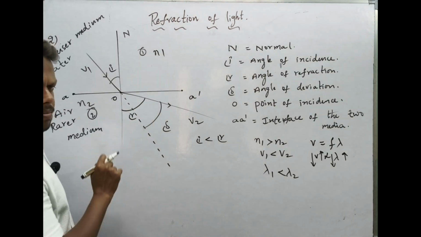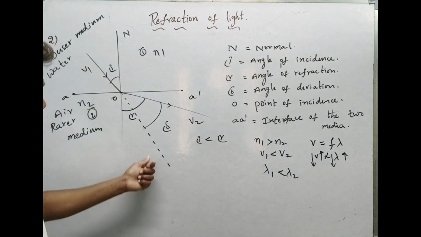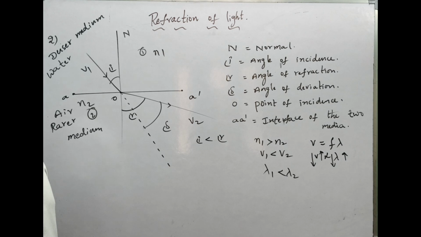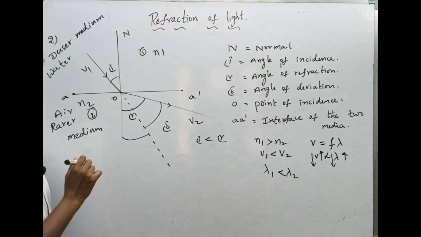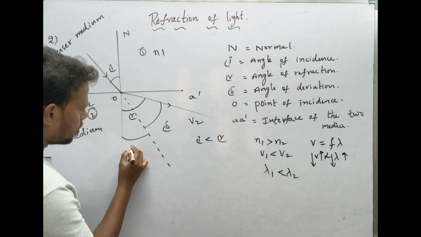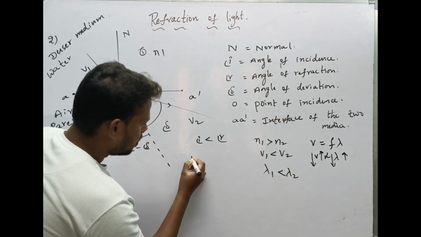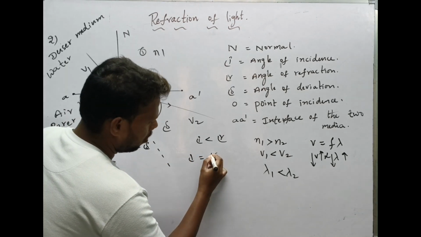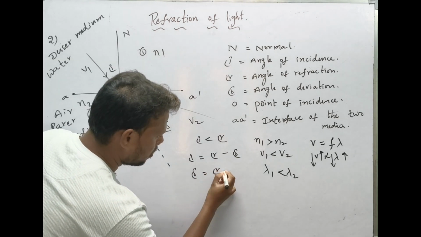The complete angle is R. The angle made between the refracted ray and the path of the incident ray is called the angle of deviation. So this angle, both are equal. Total angle is R, and this is delta. Then we get R minus delta. These two opposite angles are equal, so angle I equals angle R minus angle delta. From this, angle delta equals angle R minus angle I.